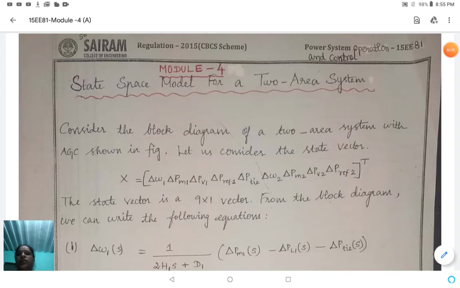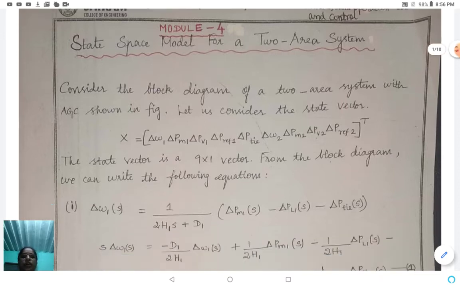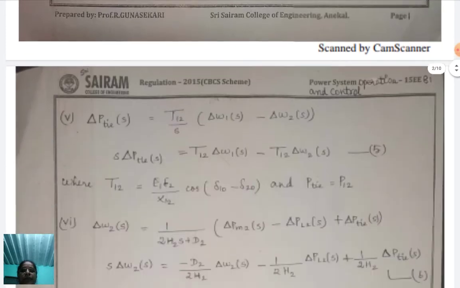Dear student, now I give a lecture on the state space model for a two area system. This topic comes under automatic generation control in interconnected power systems. First, consider the block diagram of a two area system, which is shown in the figure.